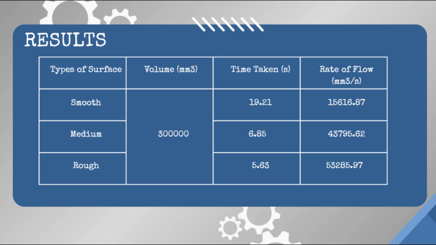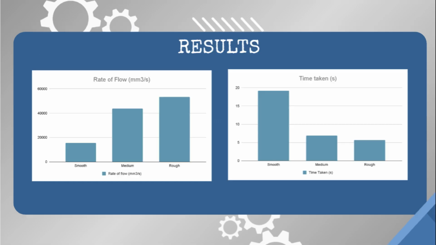The medium surface showed a flow rate of approximately 43,795.62 millimeters cubed per second, which is lower than the rough surface, but still significantly higher than the smooth surface. Overall, the results indicate that increasing surface texture improves drainage efficiency, with medium and rough surfaces allowing faster water evacuation compared to smooth surfaces. This graph visually compares the rate of flow for smooth, medium, and rough surfaces.